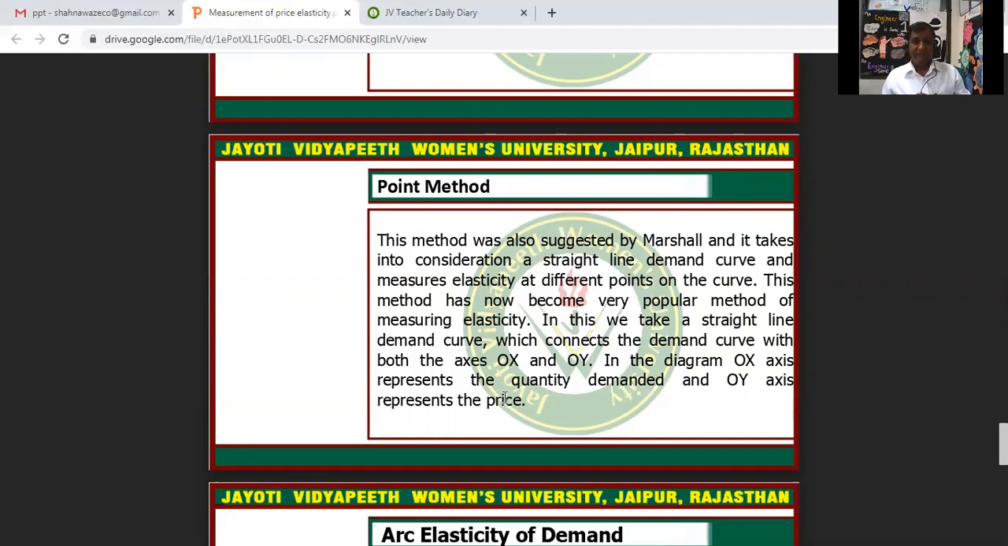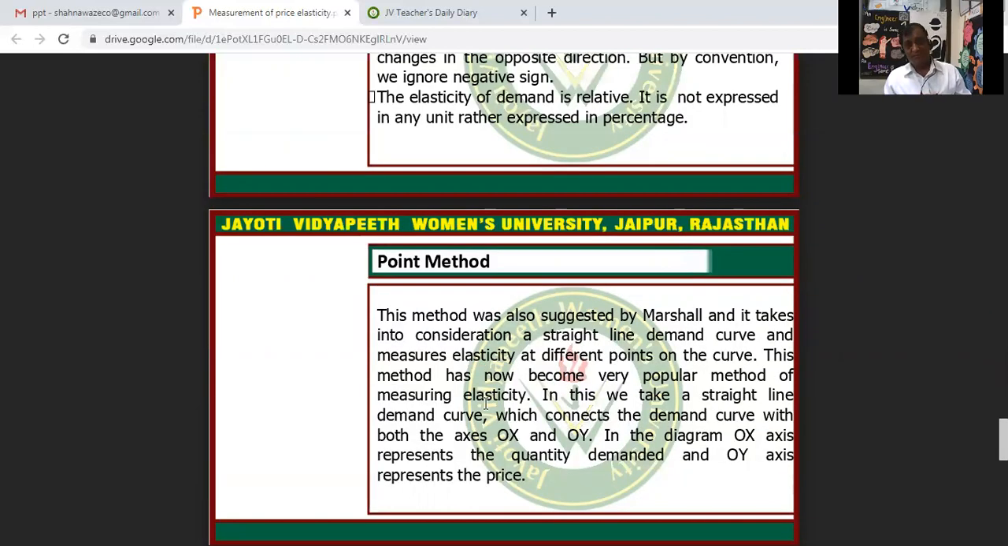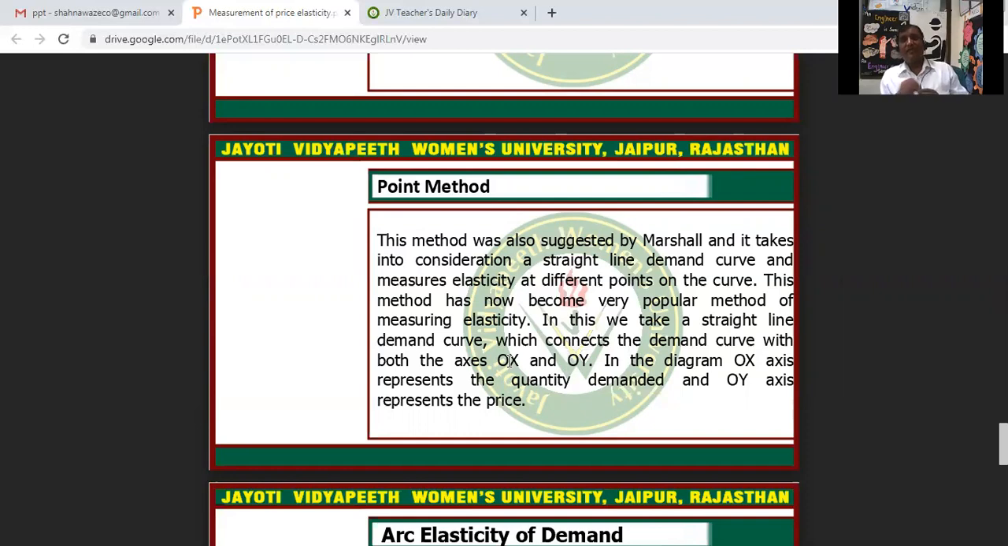The y-axis represents price. That means we can use the point method for measuring the elasticity of demand when the demand curve is a straight line. On a straight line, we can measure the price elasticity of demand at every point with the help of a formula. Elasticity of demand equals lower segment divided by upper segment.